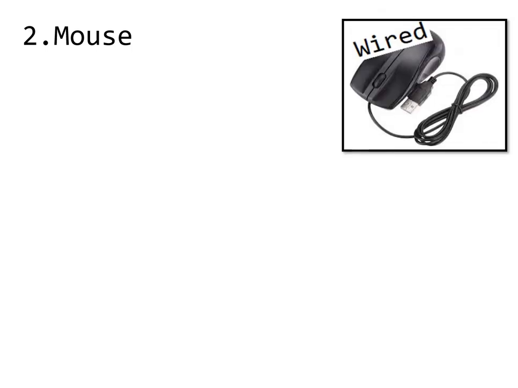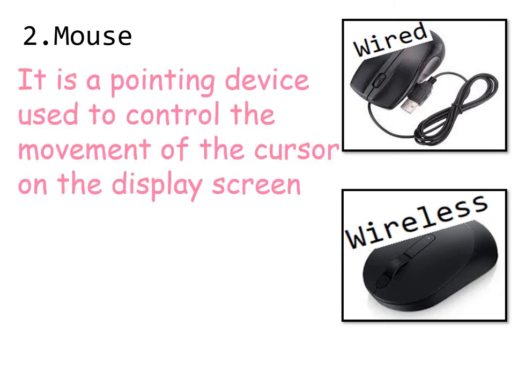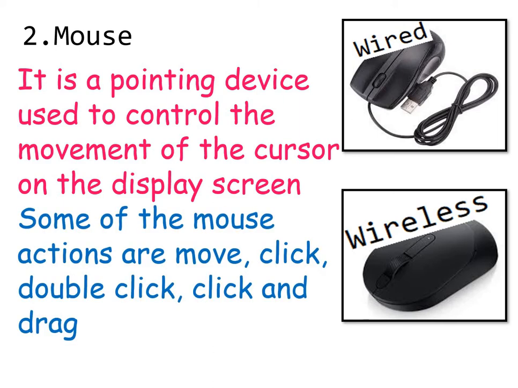The second one is mouse. Mouse also can be wired and wireless. It is a pointing device used to control the movement of the cursor on the display screen. Some of the mouse actions are move, click, double click, and drag.